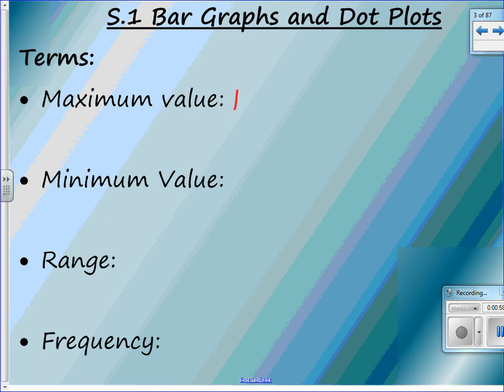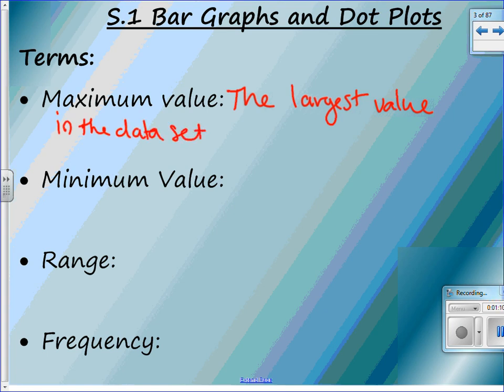Sudden arrive. Okay. So the largest value in the data set is our maximum value. And then, Shirley? The minimum value is just small.